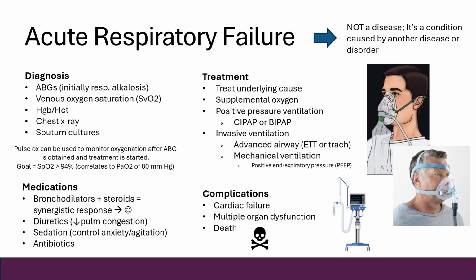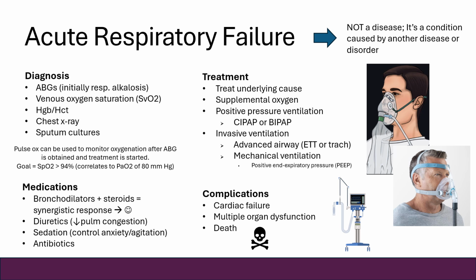So diagnosis. So one thing to note, acute respiratory failure is not a disease. It's caused by something else. So you're not going to have the disease of respiratory failure. This is something because something else happened. So diagnosis. ABGs. Initially, just like PE, you're going to have respiratory alkalosis because your body is compensating, is trying to get air, is trying to breathe faster. But as a result, it breathes off a lot of carbon dioxide. So you're going to have respiratory alkalosis at the beginning.